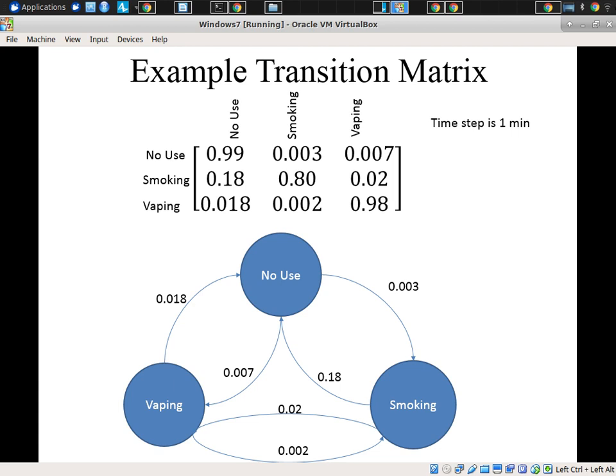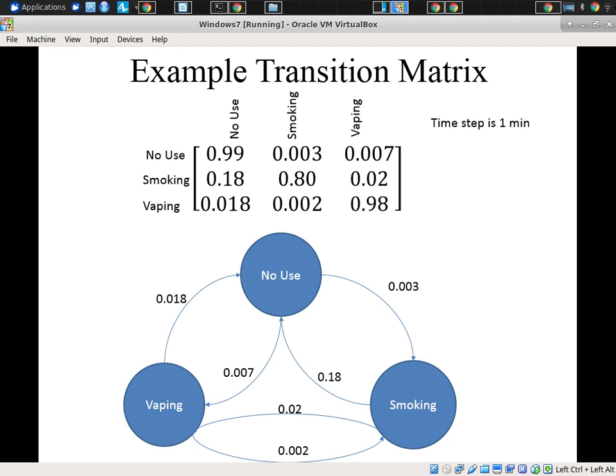And the idea is, look, if we're in a smoking state, then we have a 0.98 probability of transitioning to a non-use state, that's this arrow, right? From a smoking state, we have an 80% probability of transitioning back to itself. And from a smoking state, we have a 2% chance per time unit of transitioning to a vaping state here, okay? So if I'm smoking now, in this minute, in the next minute we have an 18% chance of transitioning to no use, a 2% chance of transitioning to vaping, firing up that e-cigarette, and the balance, which is 80%, of just staying in a smoking state.